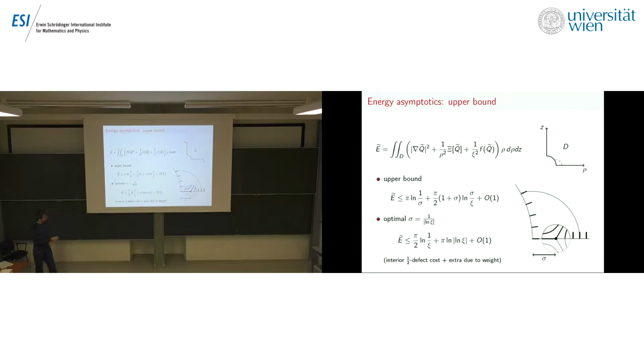And then you optimize with respect to sigma, and this is where you see this optimal distance coming in. You choose the best sigma possible. This is just a 1D calculus: you differentiate this expression, and you realize that the optimal sigma is 1 over the absolute value of log epsilon. Then you obtain this upper bound, and you see the main order is just pi over 2 log 1 over epsilon.